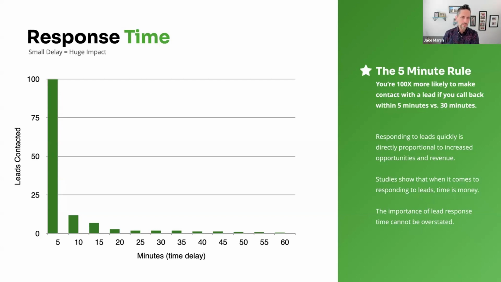Over here on the right, we have the 5-minute rule. If you compare a 5-minute time frame to a 30-minute time frame, you are 100 times more likely to contact them within the first 5 minutes. Just from 5 minutes to 30 minutes. It's a significant difference. So the speed of response cannot be underestimated. This is a significant opportunity or leak in your funnel, one of the two. It's either an opportunity to make contact faster than your competitors, or it's a place where you're going to lose people from not making contact quickly.